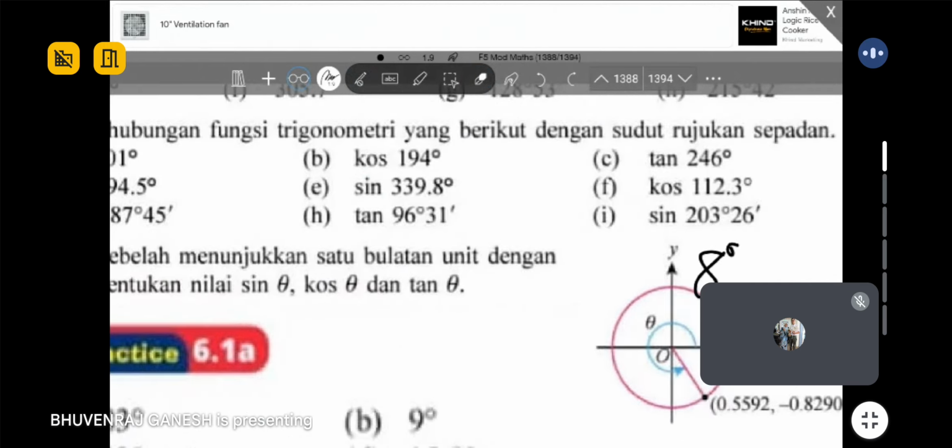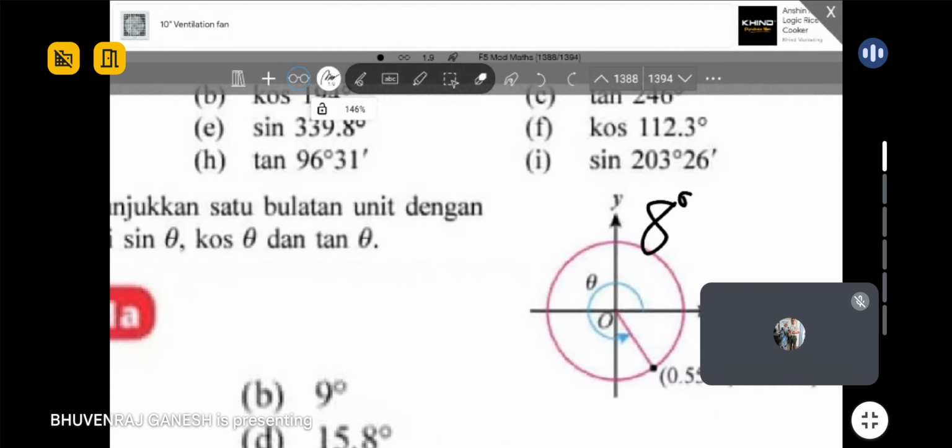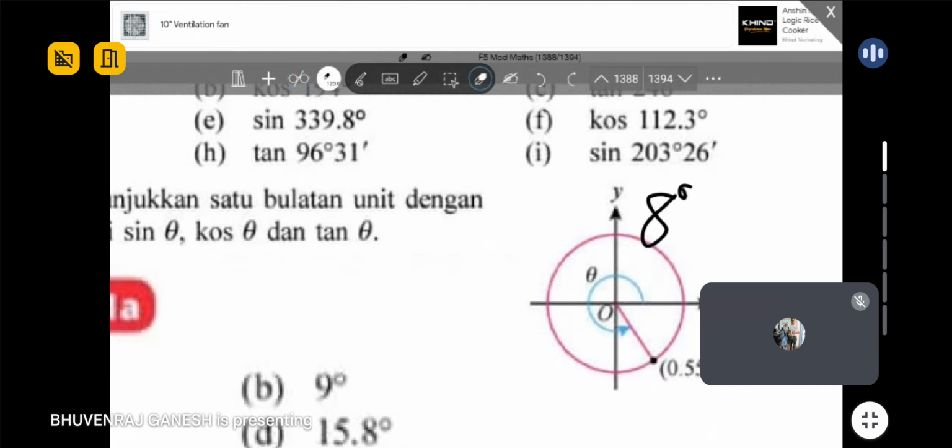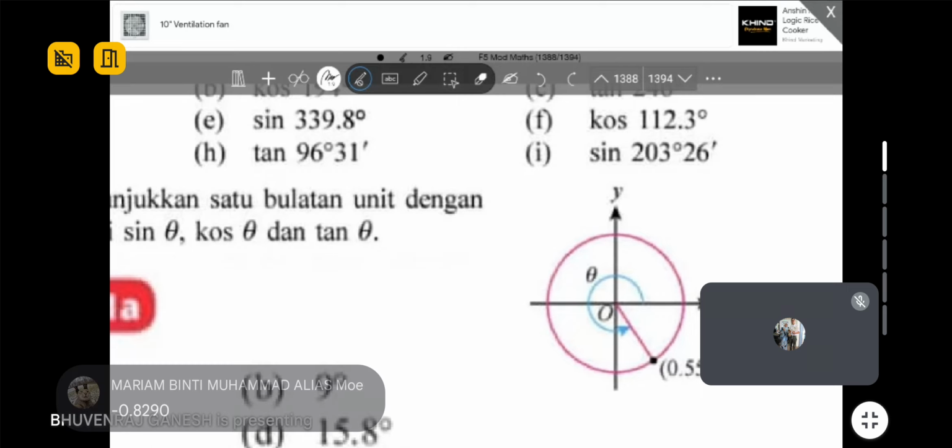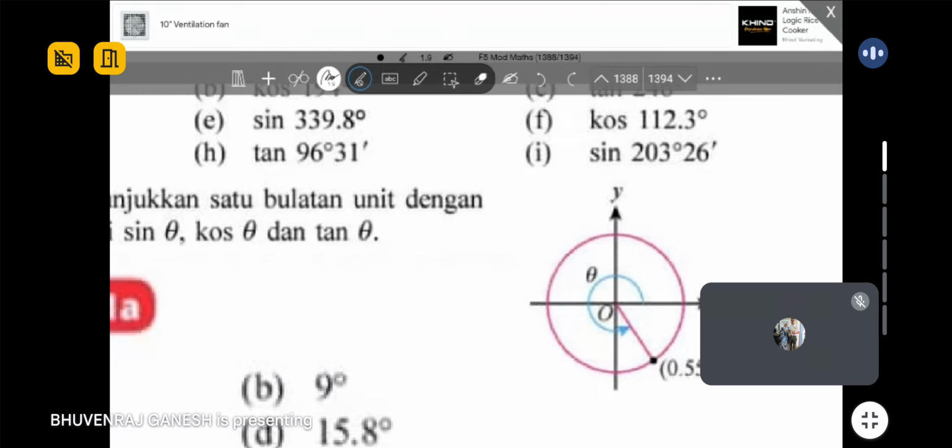Okay, so for this one, can anyone tell me, revision back, what is your value for sine theta? Just now only we discussed this one. Apa nilai dia guys? Come on, everyone here. What is your sine theta? Sangat senang. Recall balik. Sine theta sama dengan apa? Okay, very good. Negative 0.8290, betul, correct.